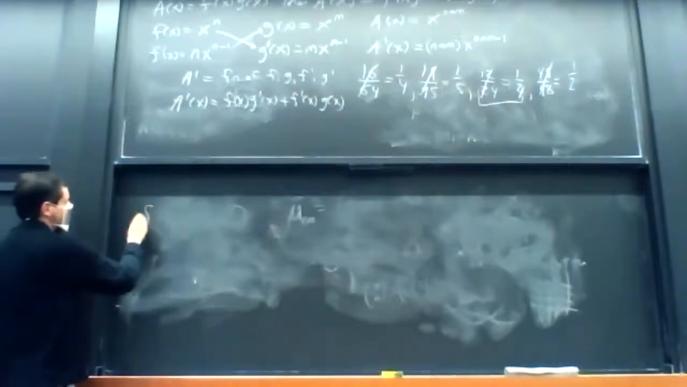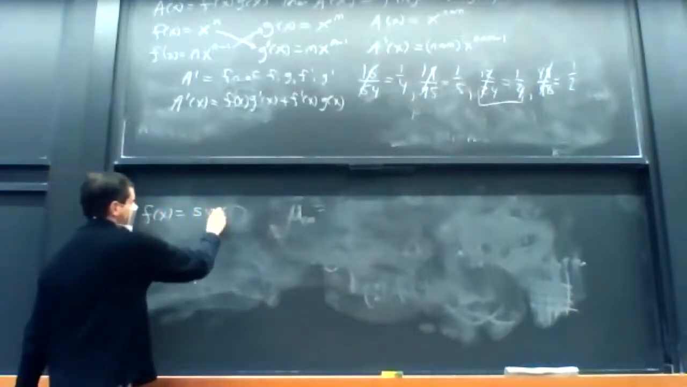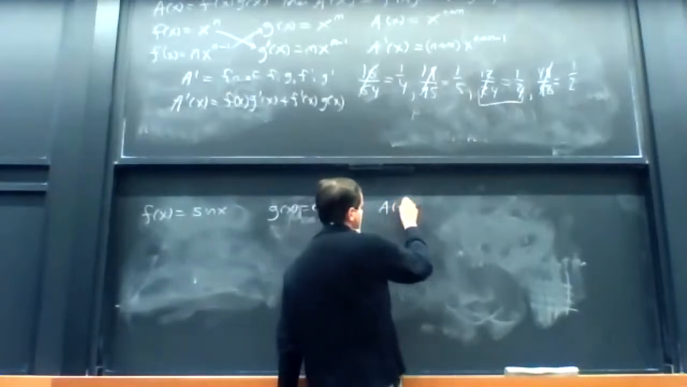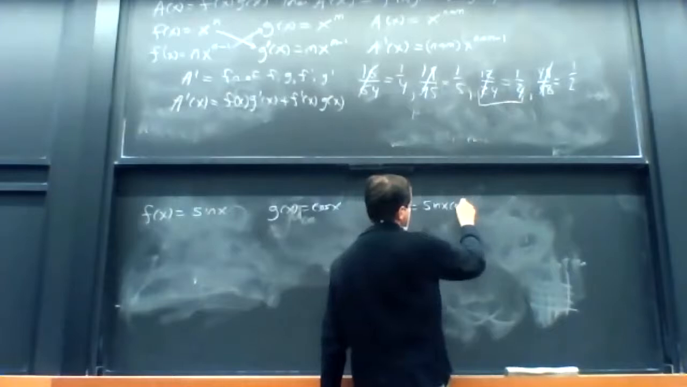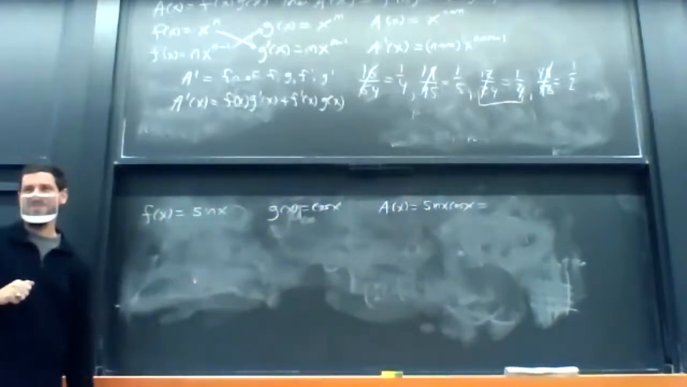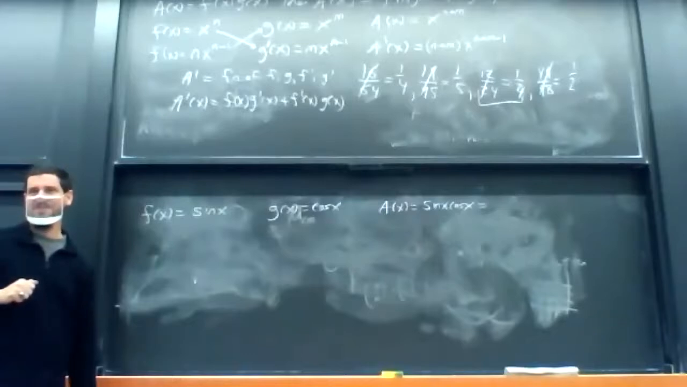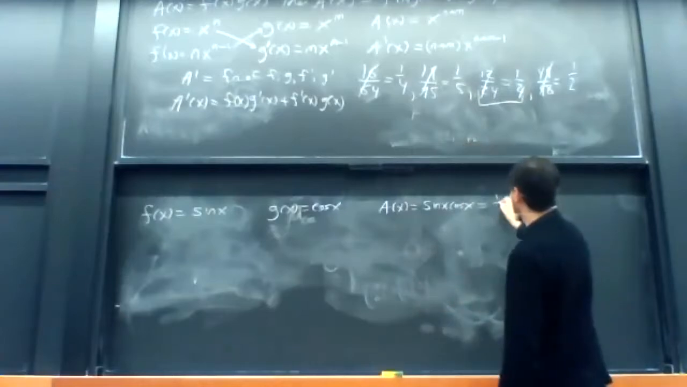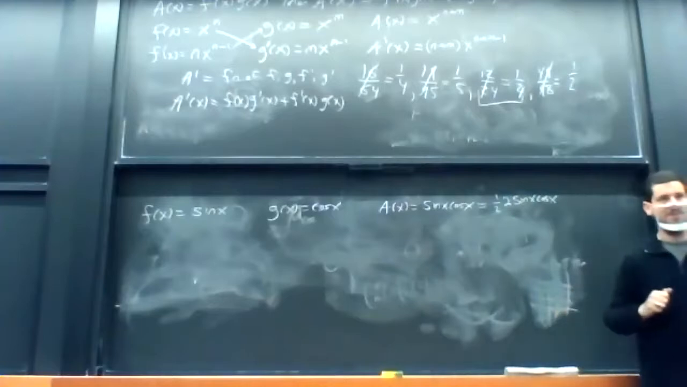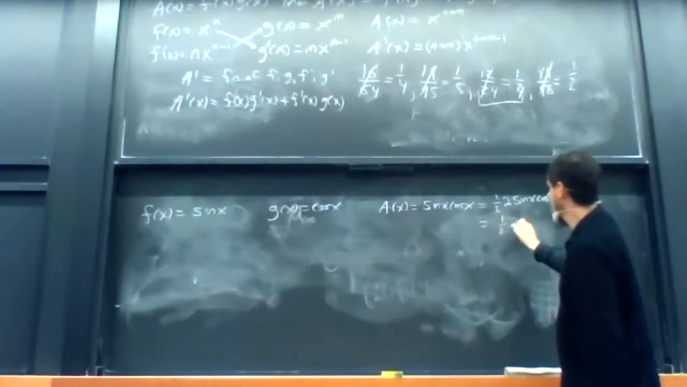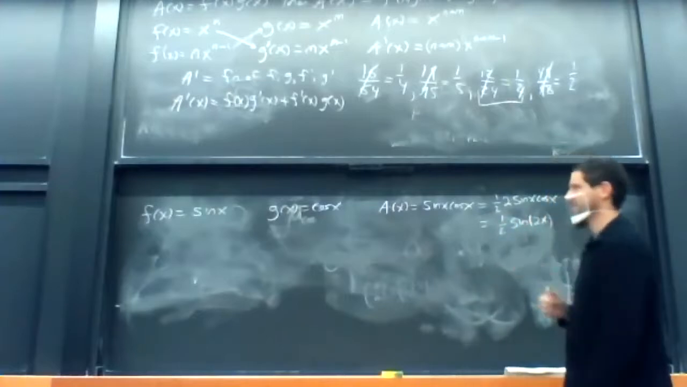Okay, sine and cosine. f of x is sine of x. g of x is cosine of x. a of x is sine x, cosine x. Does anybody know how you can simplify sine x, cosine x? I'll multiply by 1. It's 1/2 times 2 sine x, cosine x. Anybody remember 2 sine x, cosine x? It is 1/2 the sine of 2x.